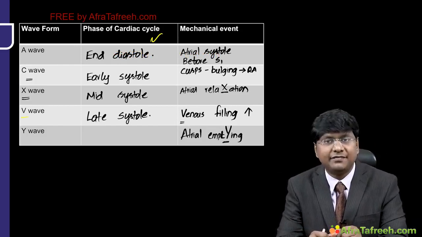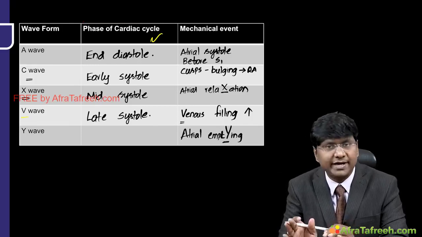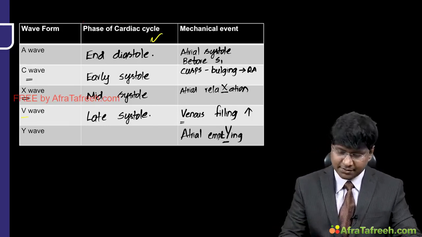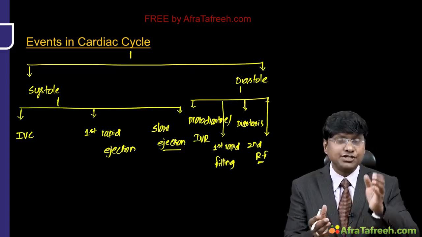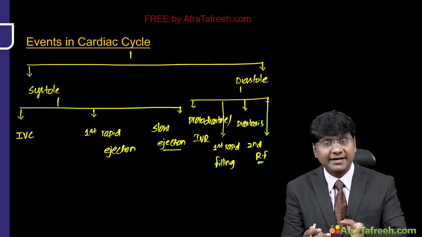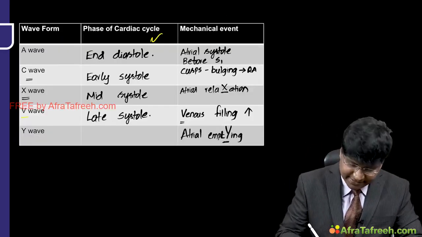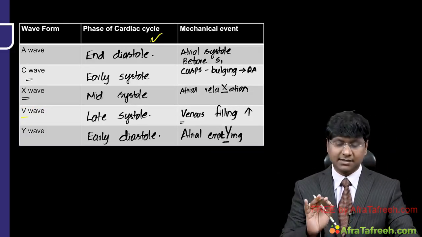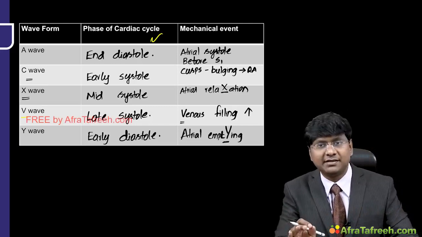Then followed by that, we have the Y wave. Now, why is this particular Y wave? Due to atrial emptying. Now, when is the atria emptying? When atria is emptying, the ventricle should be in a position to receive the blood. That means the ventricle is in the early part of the diastole. So your Y wave represents the early diastole.